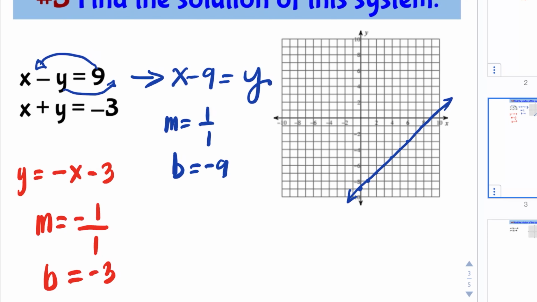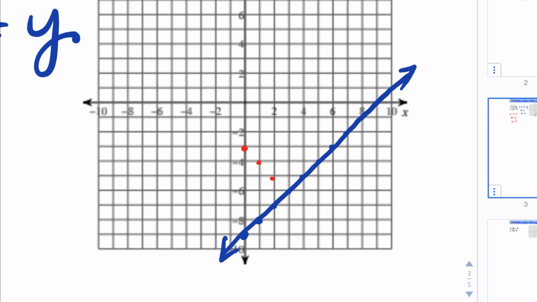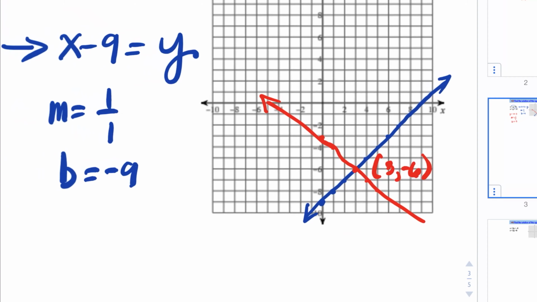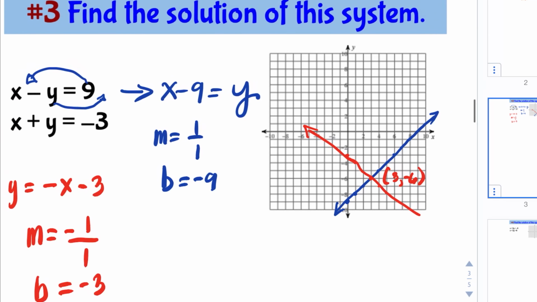The y-intercept is negative 3, and the slope is negative 1 over positive 1. So we go 1 down, 1 to the right, 1 down, 1 to the right. I'm going to zoom in to have a better view of our graph. And they will cross at this point. And this point is positive 3, negative 6. So again, this system of equations will have a solution at (3, -6).